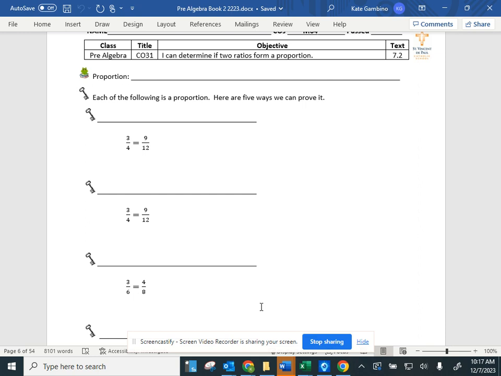A proportion is equivalent fractions, rates, ratios. Keyword, equivalent. What does it mean if something is equivalent? Okay.